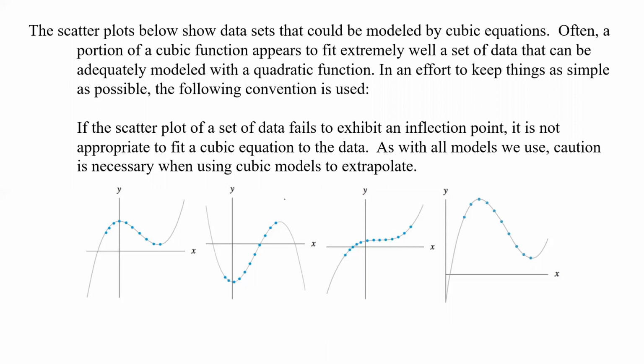So in an effort to keep things as simple as possible, this is how we're going to look at it. If the scatter plot of the data fails to exhibit an inflection point, it's not going to be appropriate to fit a cubic equation to the data. Now, as with all models we use, caution is necessary when using cubic models to extrapolate data beyond our actual data points, because then we're not sure: does it really go down like this, or all of a sudden does it keep going up, or something else? Maybe it's a 4th or 5th degree and it's going to do something different, but we've modeled it as a cubic, so only in that region is it going to actually fit the cubic model, and beyond that, it's anybody's guess what it actually does.